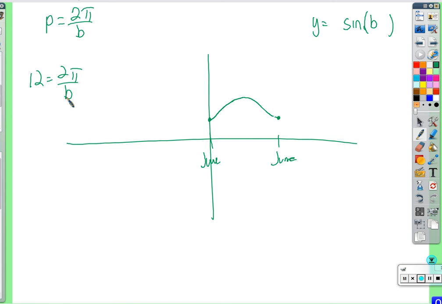All right, so we're going to figure out what B has to be. We're going to solve for B. It's an equation. That's all it boils down to, right? So we'll multiply by B on both sides. We've got 12B equals 2 pi. Divide by 12, solve for B. B equals pi over 6. Just like your guess, right? That was your guess? We're so smart. Yeah, seriously, Amy.